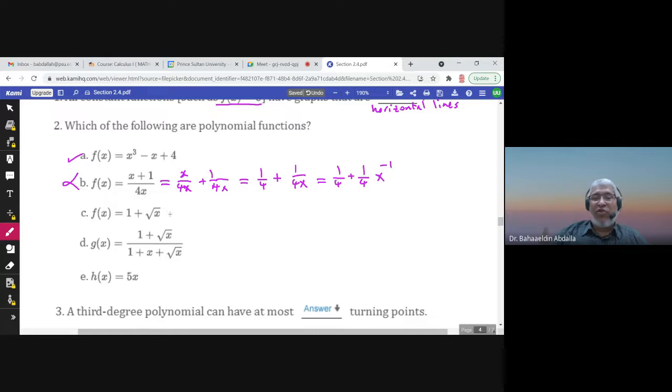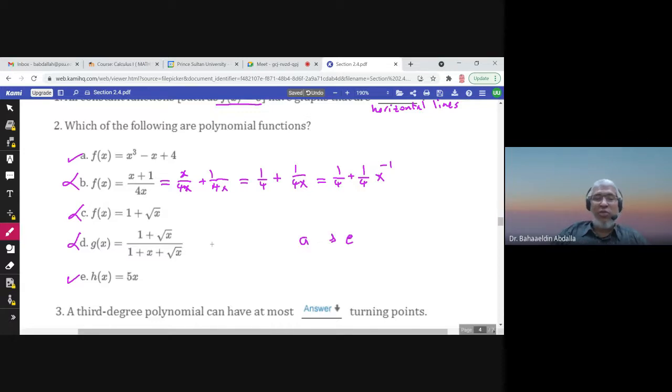Here we have x to the power half. This is not a polynomial. Here we have x to the power half, 1 over this. You cannot cancel this root. Of course, you cannot cancel the root with the root because we have plus everywhere, plus here, plus here. So this is not a polynomial, while this is a polynomial because x has power 1. So the answer is A and E.